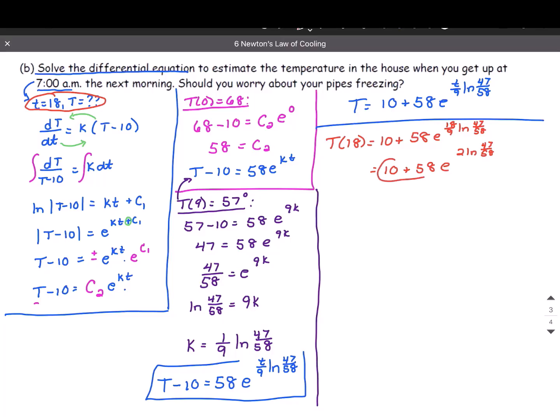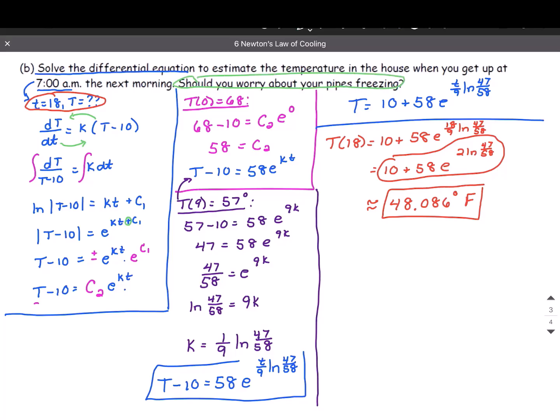Now technically, yes, this is your exact value, but it's not really useful to us, is it? So you're going to go to your calculator, and we're going to type this in the calculator. And when we do, it should come out to about 48.086 degrees Fahrenheit. So now there was another question, though. Should we worry about our pipes freezing? No, because remember, freezing is 32 degrees Fahrenheit, so no, we do not need to worry about our pipes freezing.